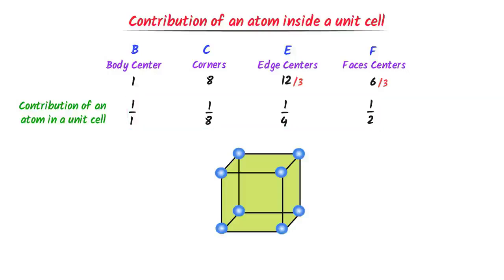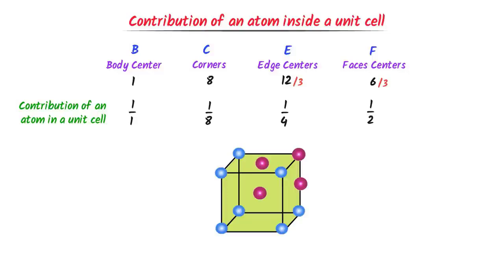For example, if an atom is present at the body center, its contribution is 1. If an atom is present at corners, its contribution is 1/8. If an atom is present at edge center, its contribution is 1/4. If an atom is present at face center, its contribution is 1/2. Thus note down this trick of contribution of atoms.